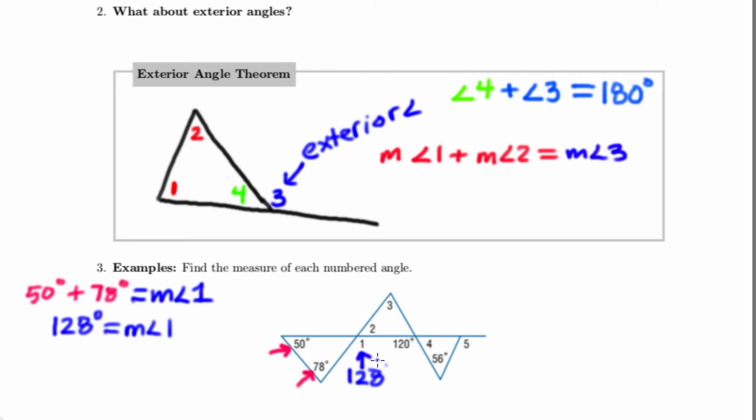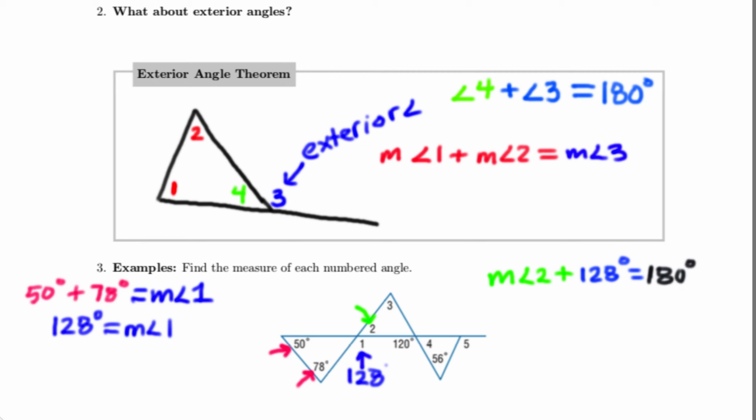Now you'll notice that angle 1 is on the exterior, but then angle 2, this guy right here, is right next to it. He's kind of like the 3 and the 4 over here. So what we can say now is that the measure of angle 2 plus the 128 degrees, this right here is what we call a linear pair, and should add up to equal 180 degrees. So those guys are going to add up to equal 180 degrees.